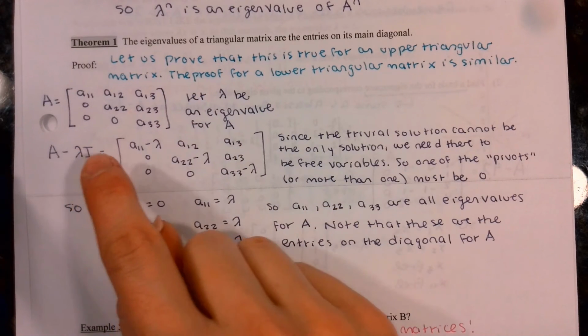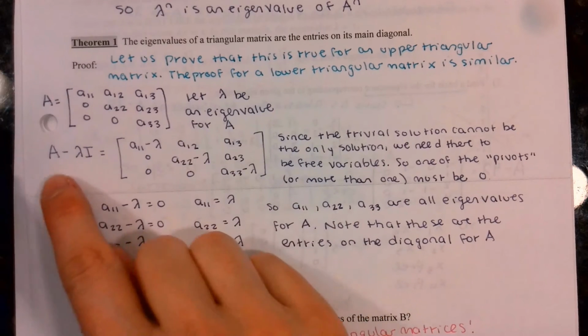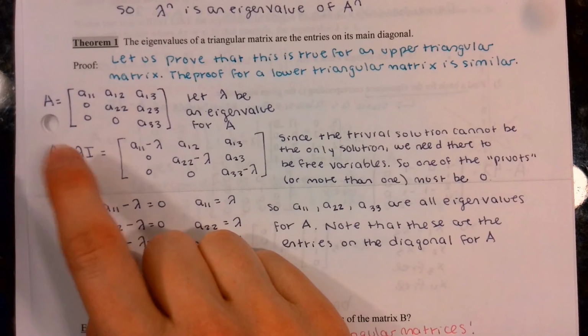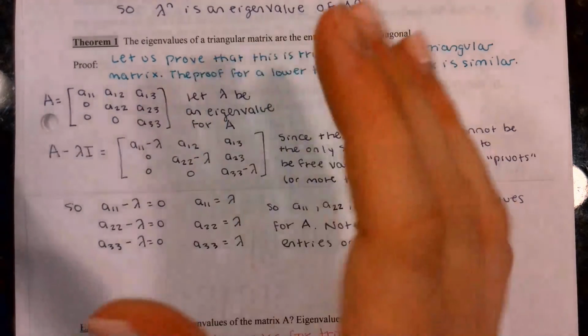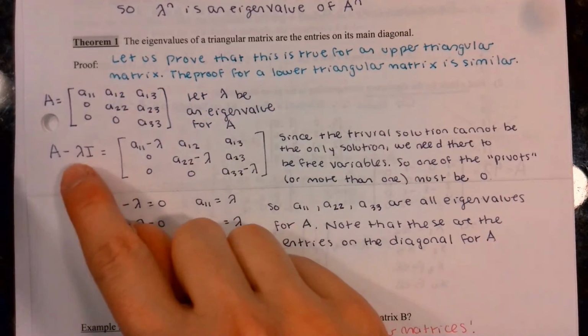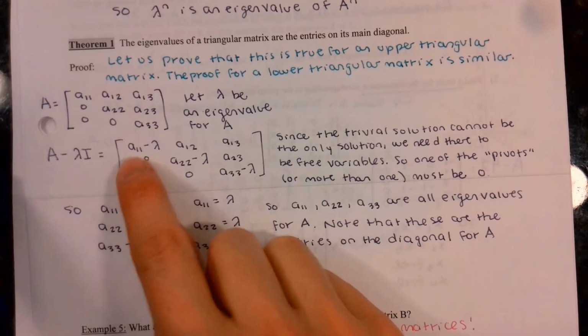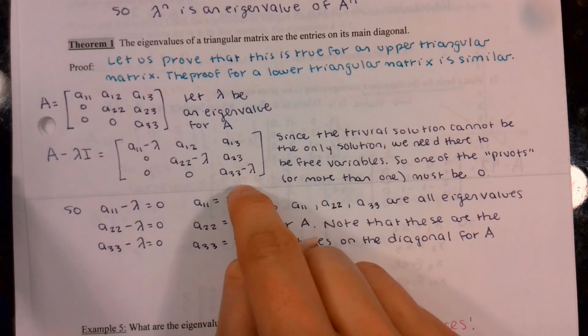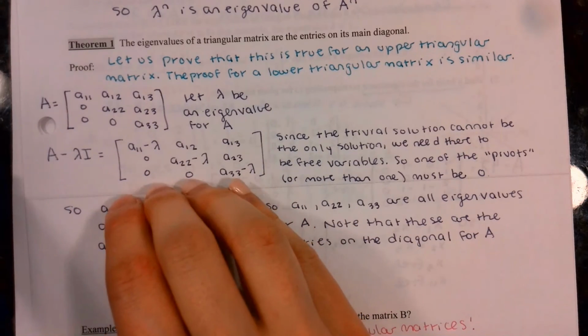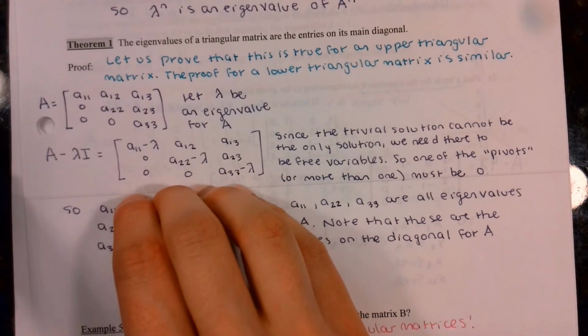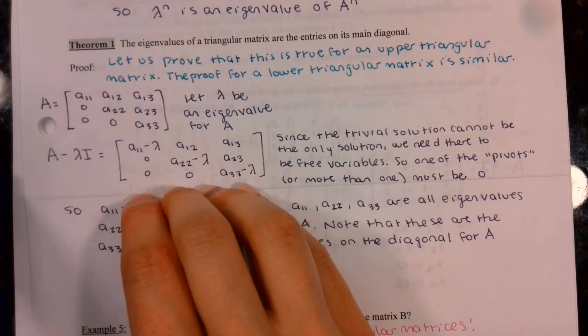So that means if I was searching for solutions, I'm searching for solutions to (A minus lambda I) times x equals 0. So I went ahead and made the matrix A minus lambda I. I just subtracted, that only changes the diagonal entries. And then what I would do next is I would row reduce this matrix to find the solutions.